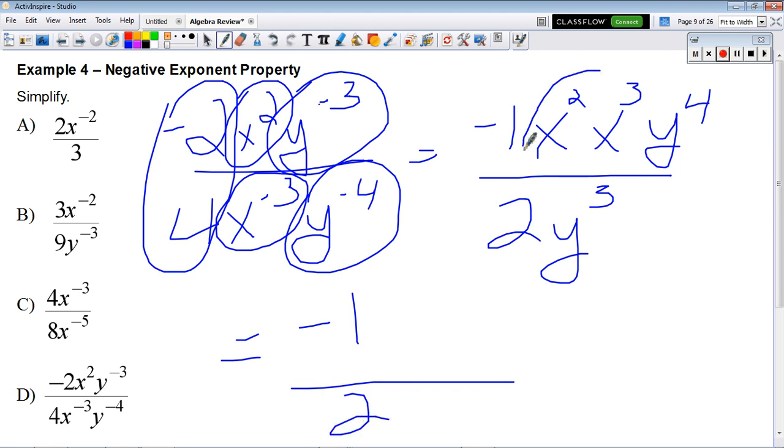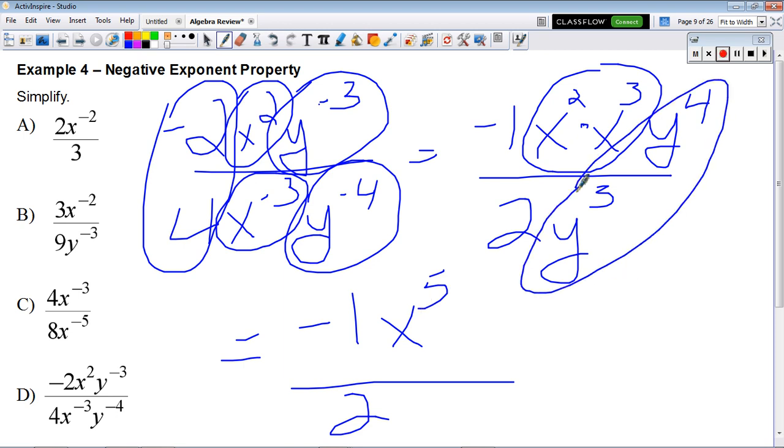But I can combine x squared times x cubed. So remember, there's a multiplication sign there, and the shortcut for multiplying is to add the exponents. So that ends up being x to the 5th. And then here, y to the 4th over y cubed, I can subtract the exponents because it's division. The answer to that ends up being y, or y to the first, and that answer goes on the top because there's more y's on the top than there is on the bottom. And that's the answer for part D there.